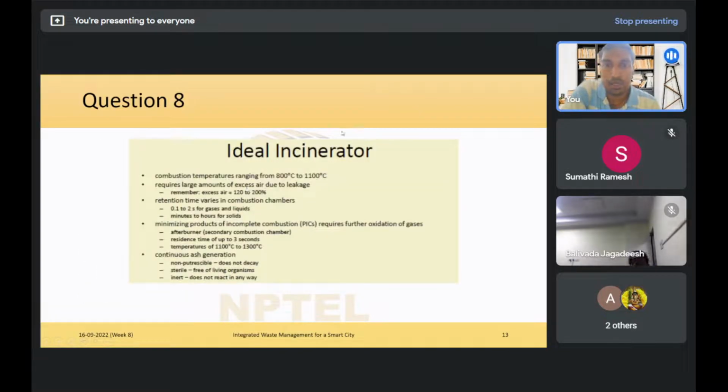Okay. So we looked at this when we talked about the ideal incinerators in the lecture, right? So we talked about this, the continuous gas generation, and then these are the ideal properties: the non-putrescible, sterile, and the inert.